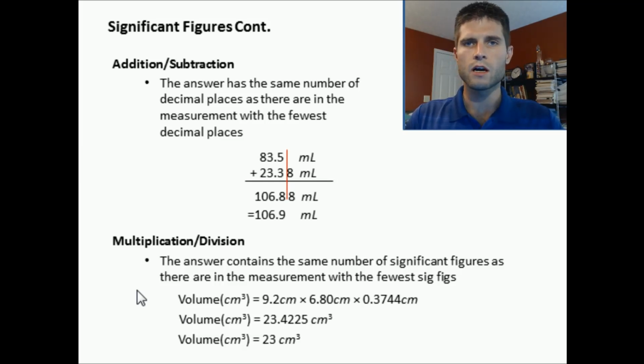So those are our two rules. For addition and subtraction, we keep the least amount of decimal points. For multiplication and division, we keep the least amount of total significant figures.